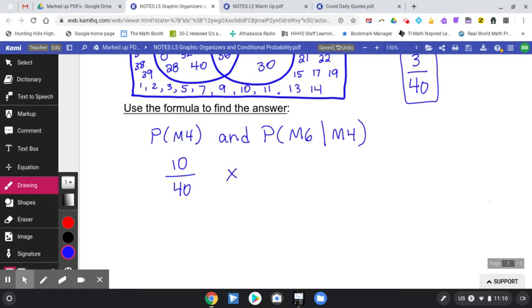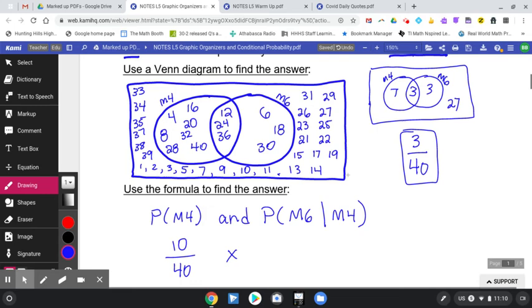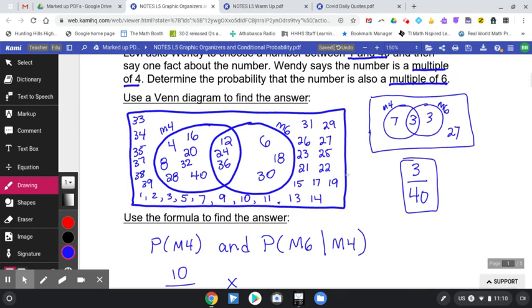The probability that there's a multiple of 6 after multiples of 4 are gone. Again, without a Venn diagram, very tricky, but we're looking at those 3. We're not looking at the whole circle because the ones that are in here are also multiples of 4. So multiples of 6 after the multiples of 4 are gone is just 3. And the out-of number here is very tricky. The out-of number is 3 out of 10.